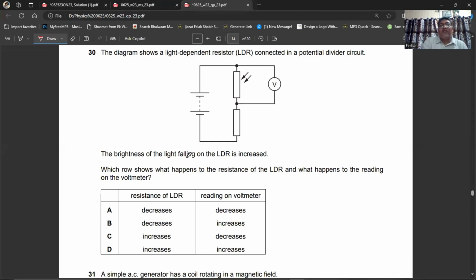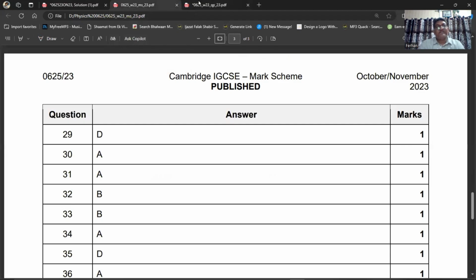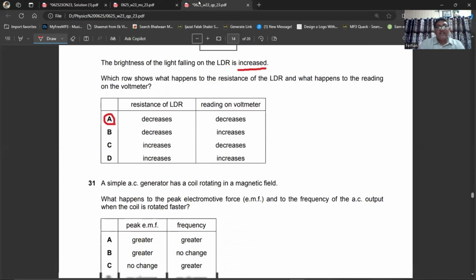The brightness of the light falling on the LDR is increased. So the resistance of the LDR will decrease. When the resistance of the LDR decreases, the reading on the voltmeter will also decrease. Which row shows what happens to the resistance of the LDR and the reading on the voltmeter? They should decrease. A is the option. Yes, that's true. I hope you understand.